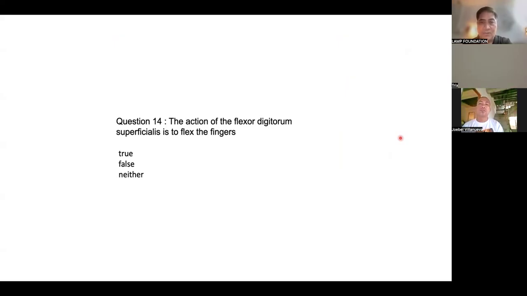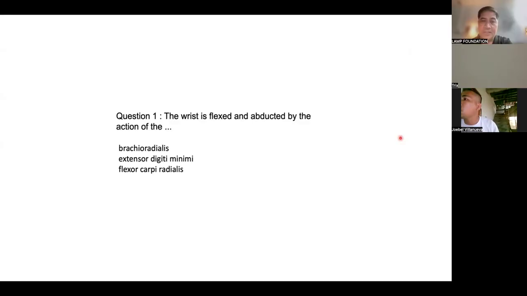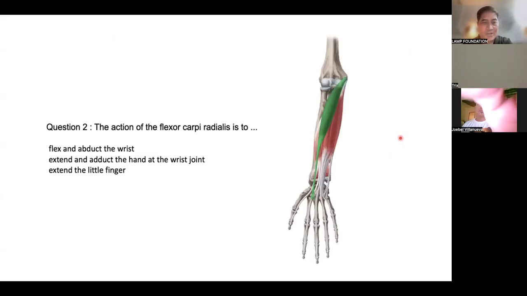The action of flexor digitorum superficialis is to flex the fingers. True or false? True. The thumb is flexed by the action of the flexor pollicis longus. The wrist is flexed and abducted by the action of the flexor carpi radialis. The action of flexor carpi radialis is to flex and abduct the wrist.